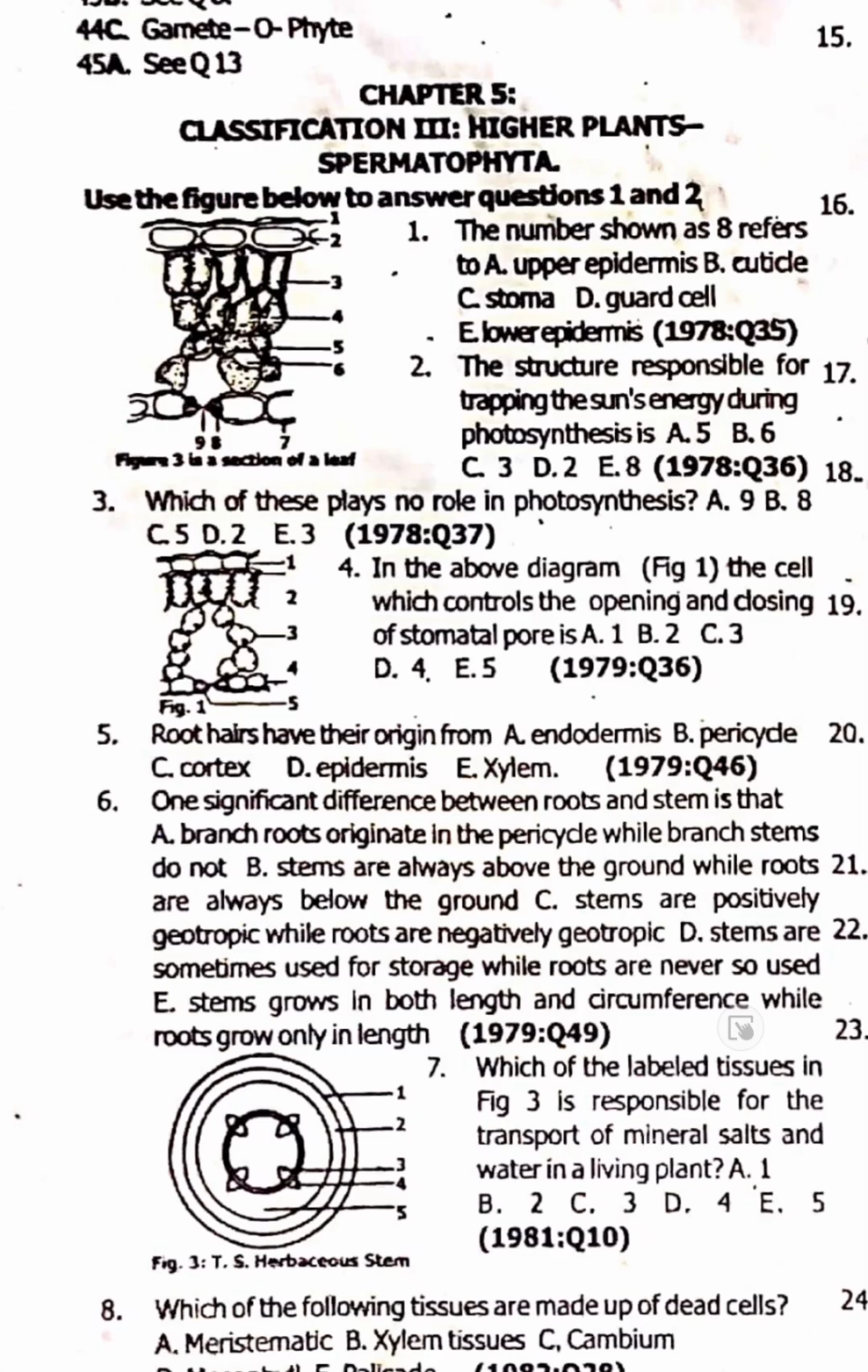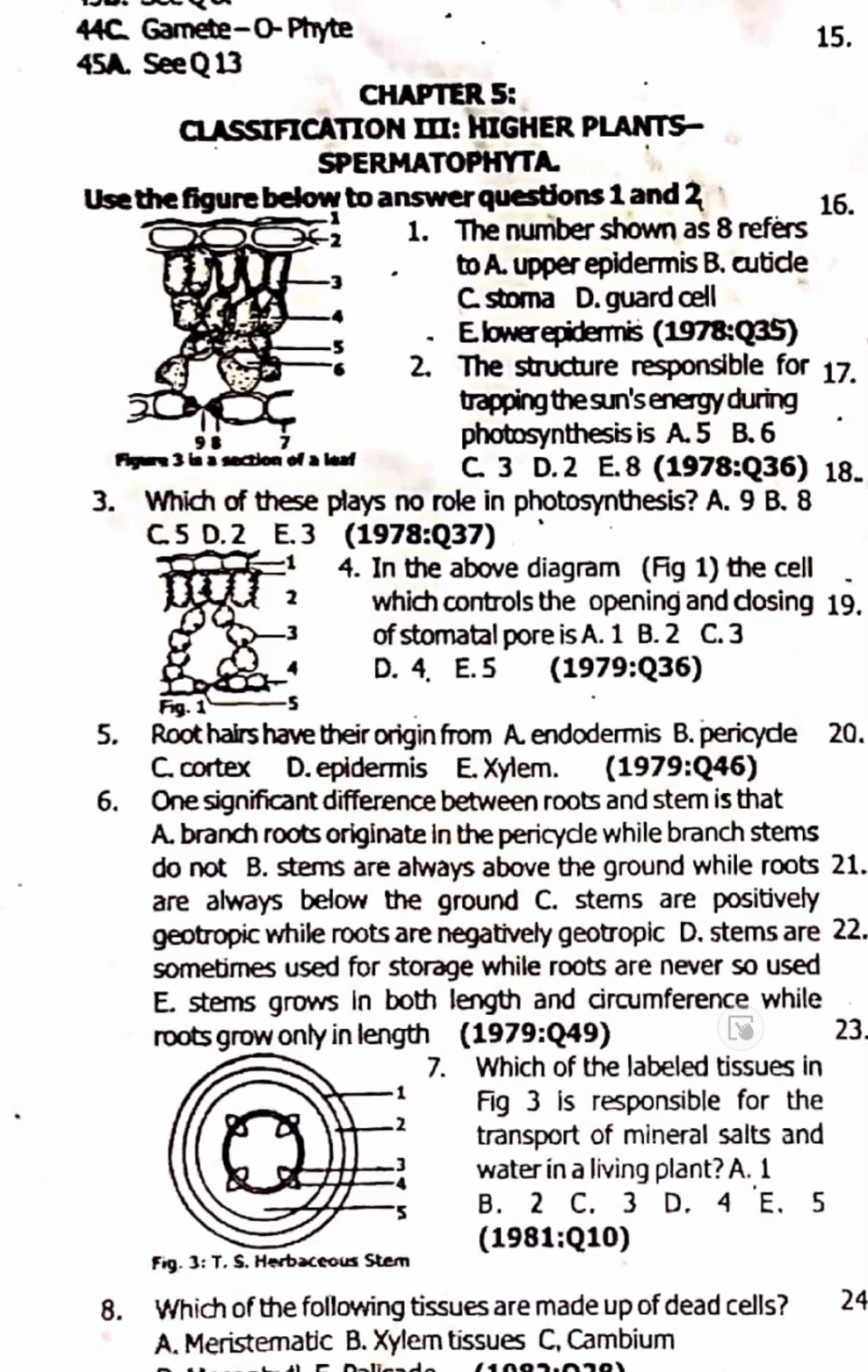Number 5: root hair have their origin from. Write this down. So I said number 3 is what? Option D. Number 4 is option E. Number 5 now, root hair. Right. The epidermal layer is technically called the piliferous layer. So the answer to this one is option D, the epidermis.